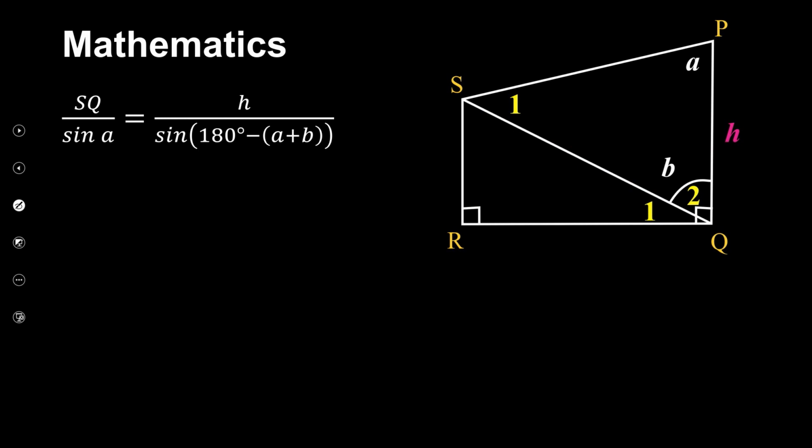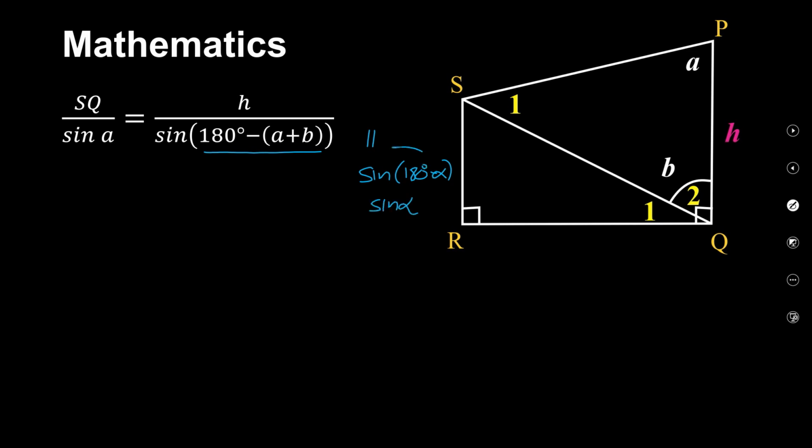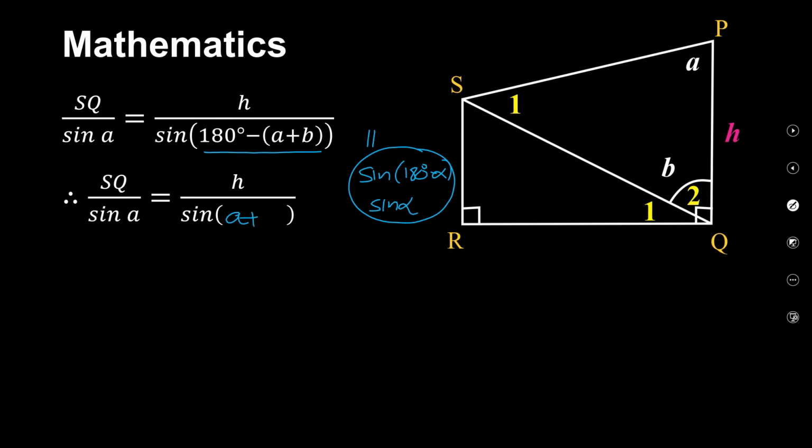Right, so that's what we had written on our last slide. Now remember, what does this remind you of? Sine of 180 minus reminds you of the second quadrant. And remember that sine of 180 minus alpha equals just sine of alpha. So we're going to use that rule to simplify this. And so we're going to end up with SQ over sine A is equal to sine of A plus B.